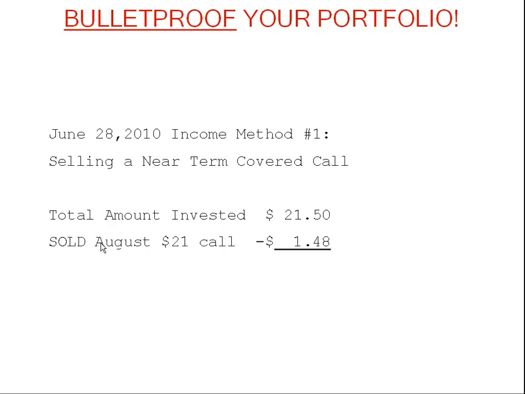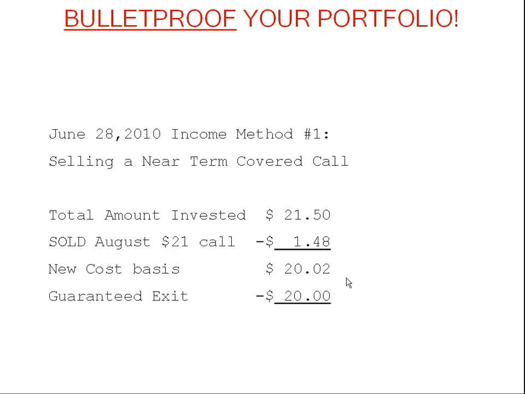Now I could have sold the July 21 call at this time, and it would have brought in about $1. The reason I went with the August is because it was close to my initial risk. Remember, we had $1.50 at risk, and we got filled at the August 21 call for $1.48. So this is going to lower our cost basis from $21.50 down to $20.02.